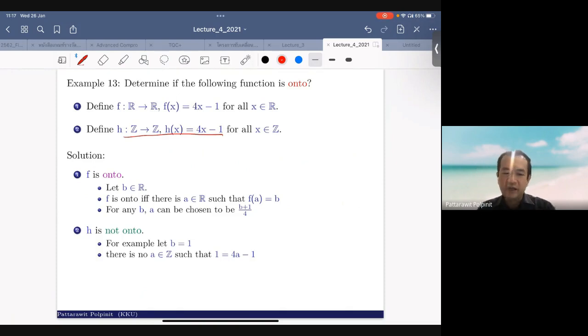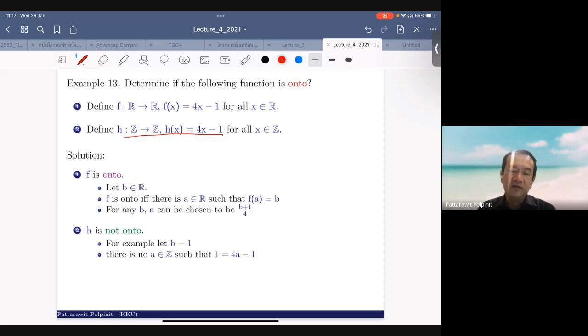So let's look at the number 2 first. Number 2 is the function h, from the set of integer numbers to the set of integer numbers. h of x equals 4x minus 1. The question is, is h onto function? Okay.